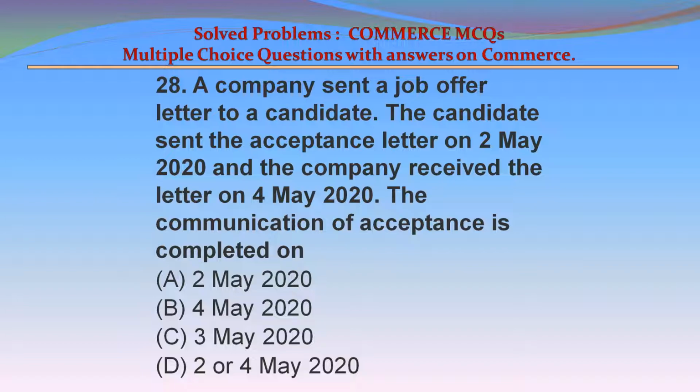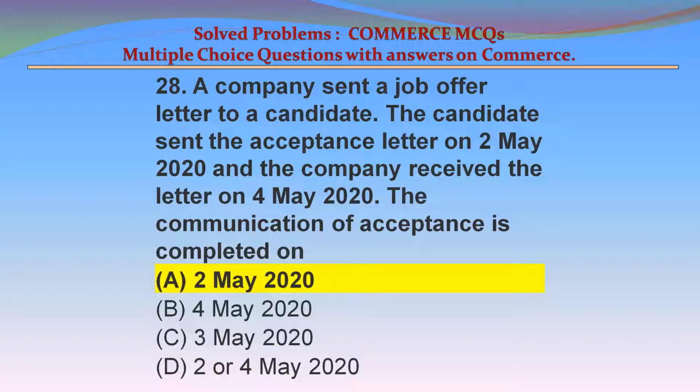28. A company sent a job offer letter to a candidate. The candidate sent the acceptance letter on 2nd May 2020 and the company received the letter on 4th May 2020. The communication of acceptance is completed on: Option A, 2nd May 2020. Option B, 4th May 2020. Option C, 3rd May 2020. Option D, 2 or 4th May 2020. Answer A, 2nd May 2020.